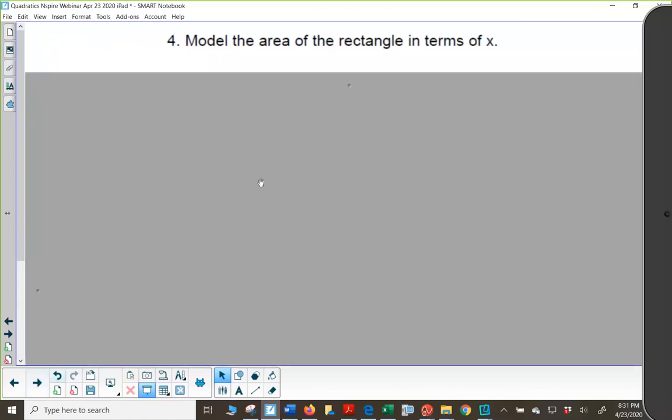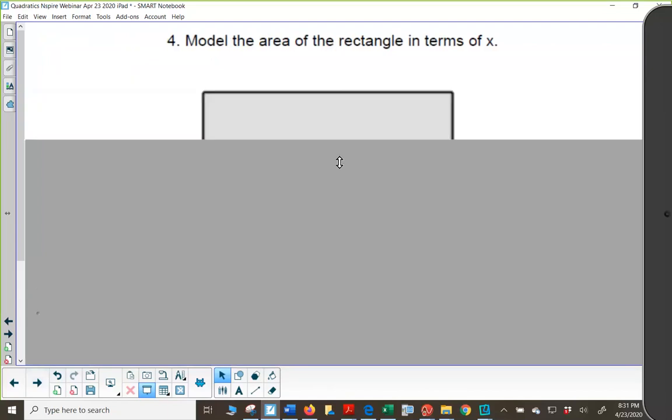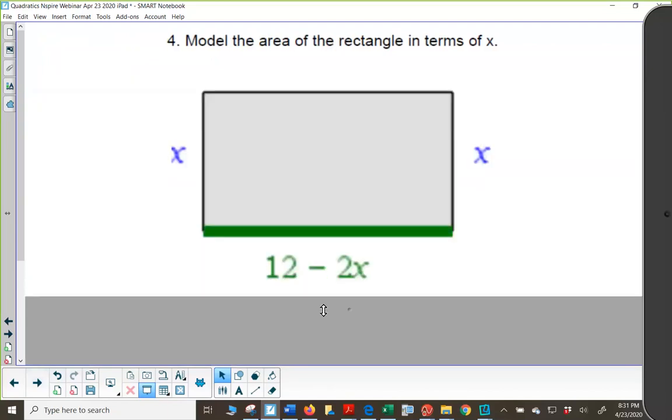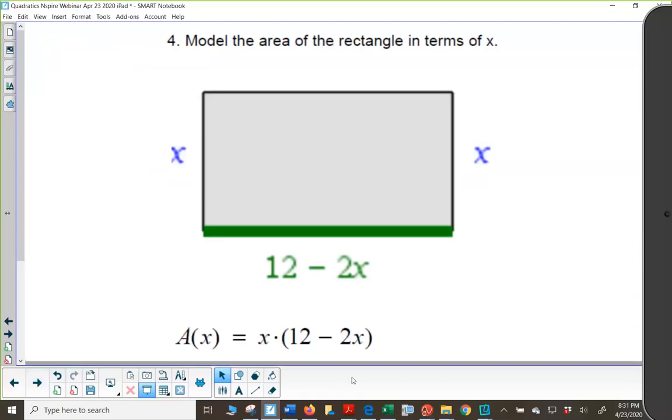We want to model the area in terms of X, that is, come up with A of X. And so if we draw the rectangle, it's going to be base times height, or in this case, X times the quantity 12 minus 2X. Those are the two things the students have most trouble with. Technology is not helping a whole lot with that.